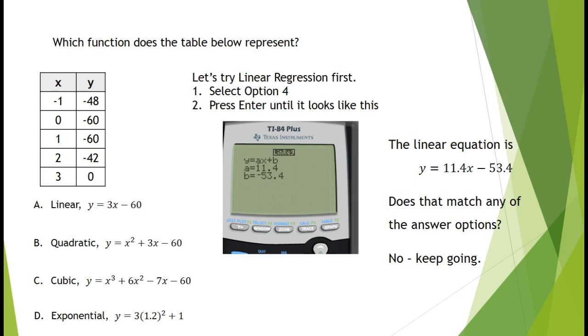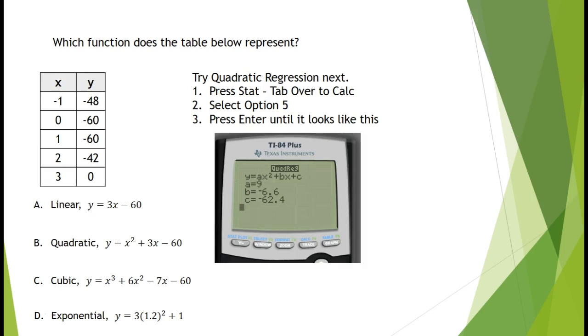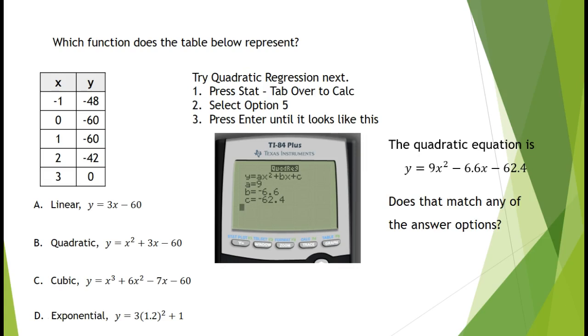Now make sure you're getting good notes as we go along. Let's try quadratic regression next. So we're going to press Stat, tab over to Calc, and this time select option 5 and press Enter until it looks like this. Now that translates to this quadratic equation. Does that look like any of the answer choices? Heck no, so we're going to keep going.